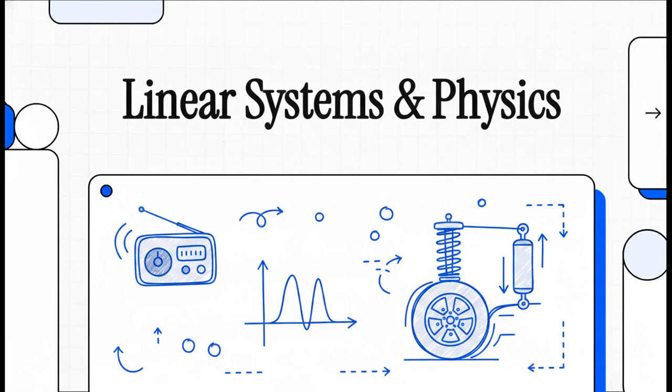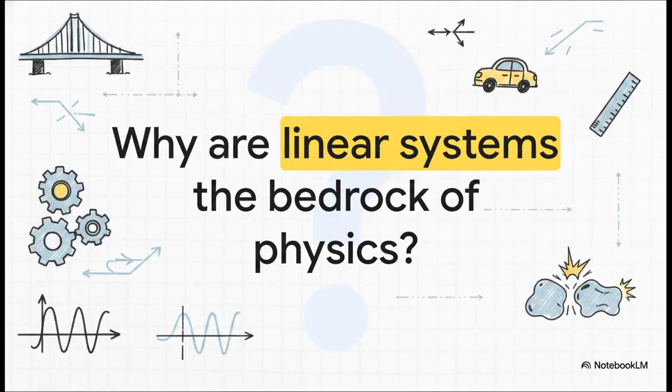Let's get into it. So, before we get bogged down in any heavy differential equations, we really need to start with a big question. If you look at the work of physicists and engineers, you'll find they spend maybe 50% of their time relying entirely on linear systems. But let's be real. The universe is incredibly messy, right? Things break, they stretch totally out of proportion, they crash into each other. So why on earth are these straight-line, perfectly linear equations the absolute bedrock of how we understand the physical world?